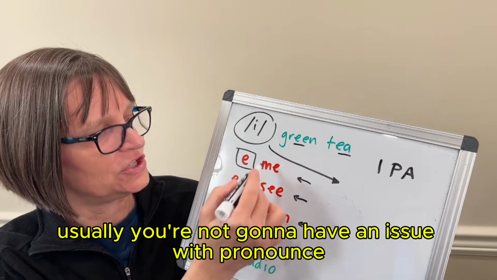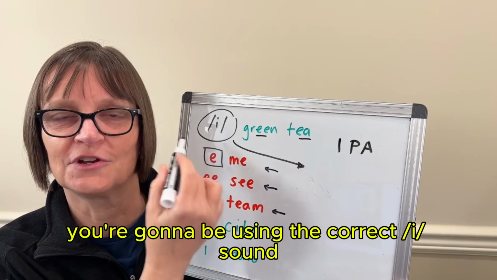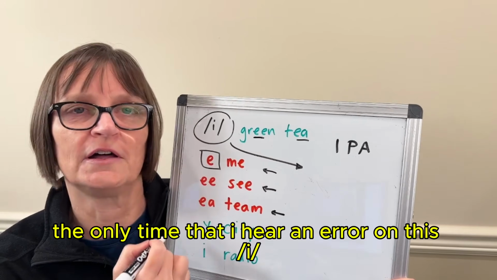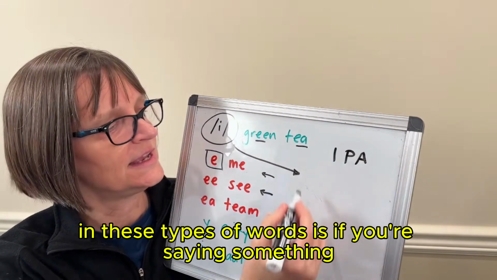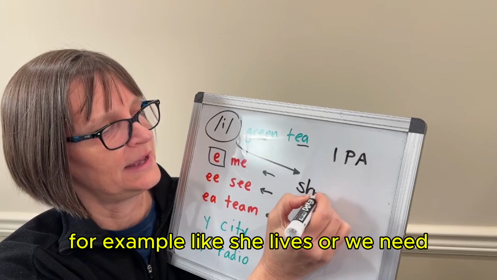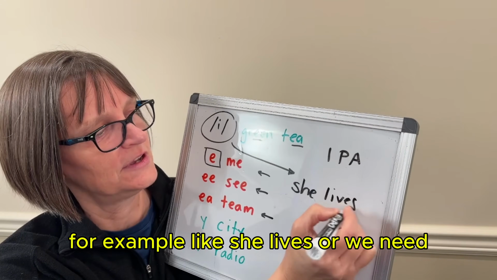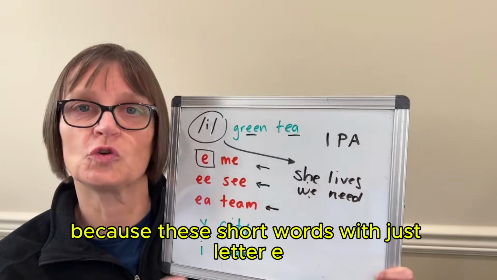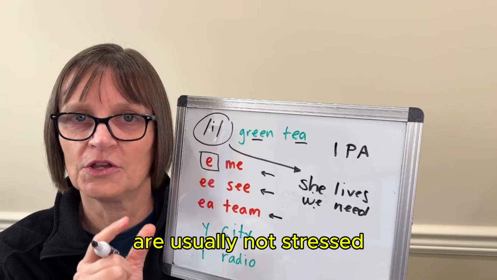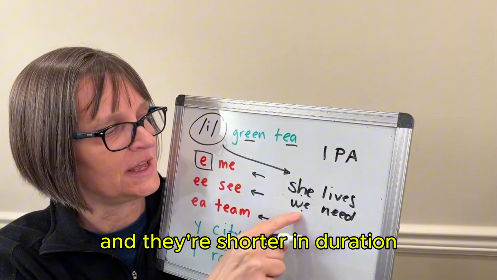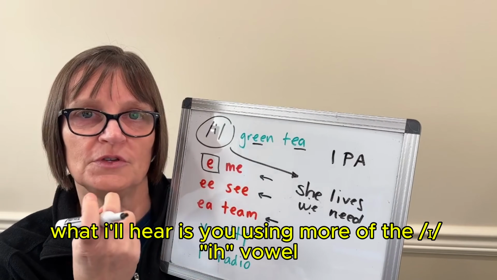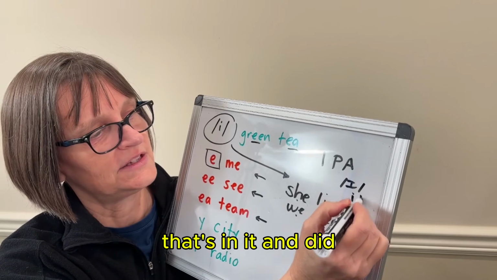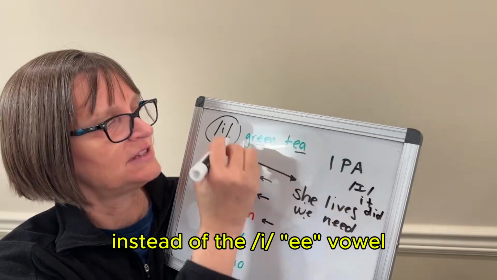Usually you're not going to have an issue with pronouncing these words. You're going to be using the correct E sound. The only time that I hear an error on this E in these types of words is if you're saying something, for example, like she lives or we need. Because these short words with just letter E are usually not stressed and they're shorter in duration, sometimes what I'll hear is you using more of the I vowel that's in it and did instead of the E vowel.